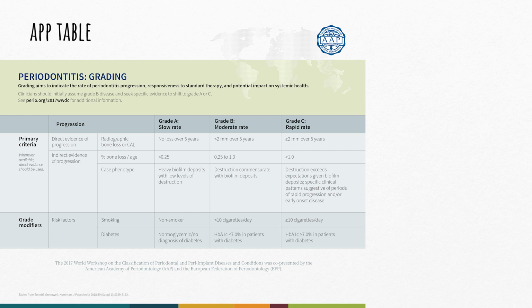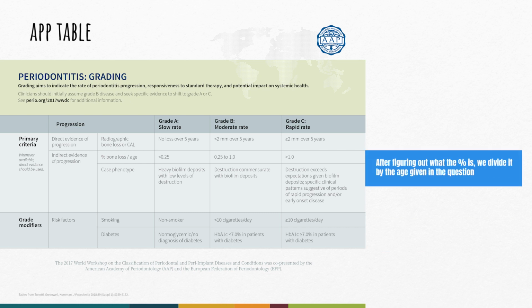After figuring out what the percentage is, we divide it by the age given in the question. If the answer is less than 0.25, it's grade A. Between 0.25 and 1, it's grade B. More than 1, and it's grade C.